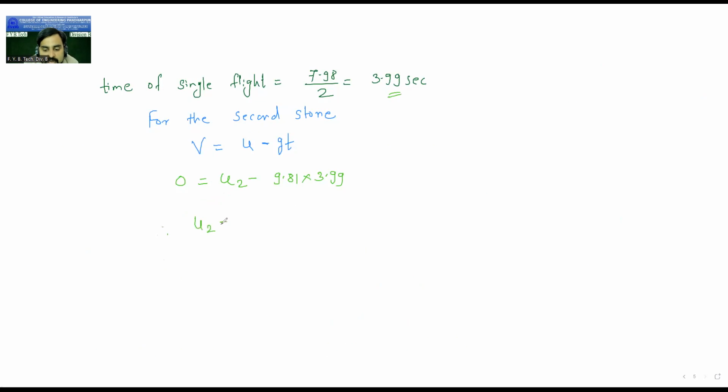Therefore, what is the velocity now? It is 39.14 meters per second. This is the final answer. So the initial velocity of the second stone is calculated now. Is it clear now? Did you understand the solved problem?